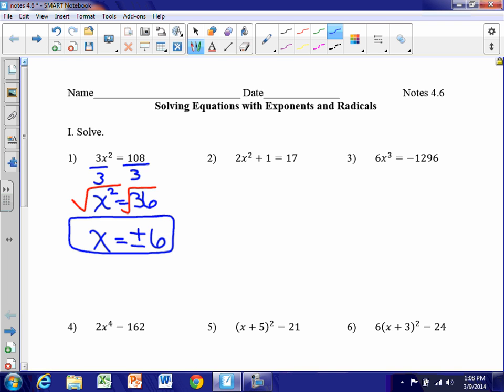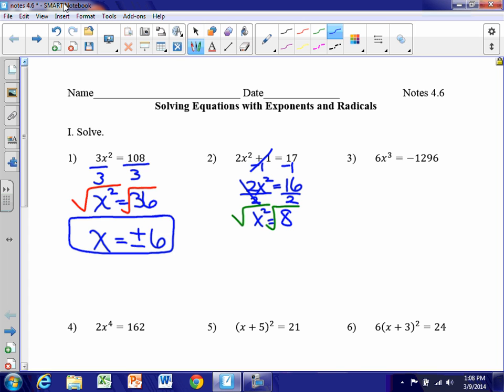Again, we want to isolate the x squared. So we're going to subtract 1 first. And that gives us 2x squared equals 16. Then we still have to divide by 2. X squared equals 8. And then, like we said before, to get rid of a square, you're going to take the square root.